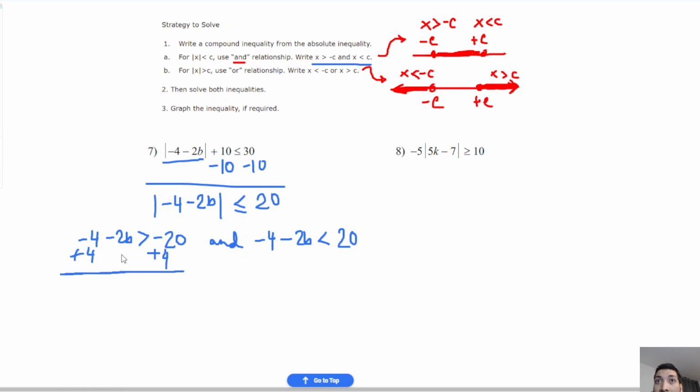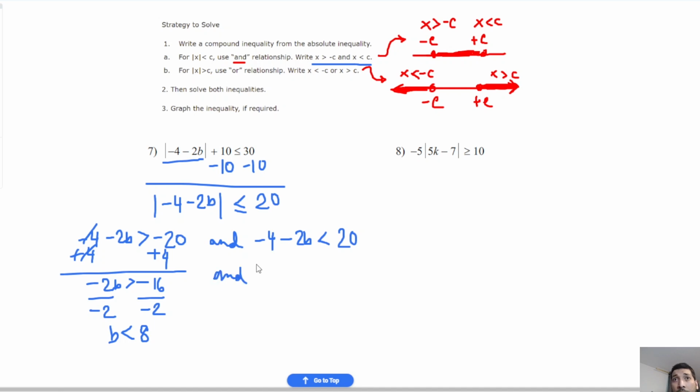Adding 4, we get -2b greater than -20 plus 4, that is -16. Now to get the b isolated, we divide by -2. We have b. Since we are dividing by a negative number, we need to reverse this inequality symbol. b less than -16 over -2, that is +8.